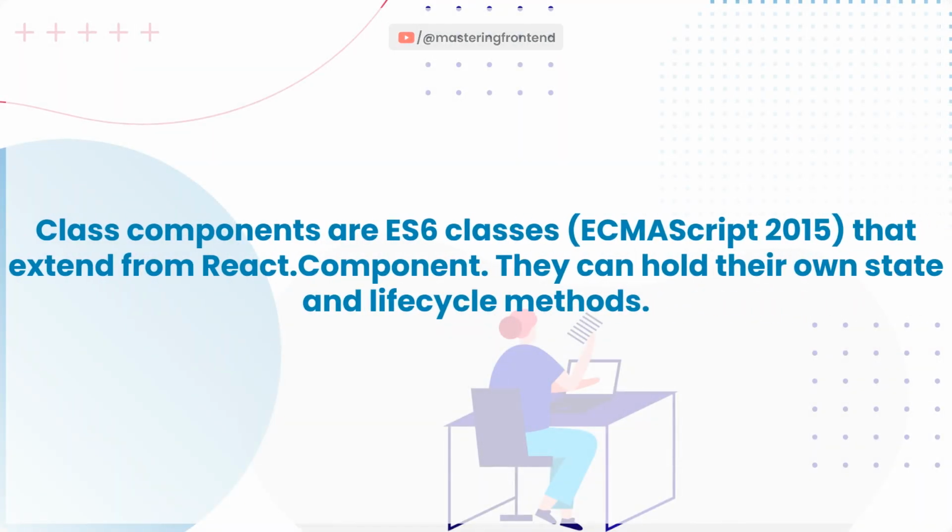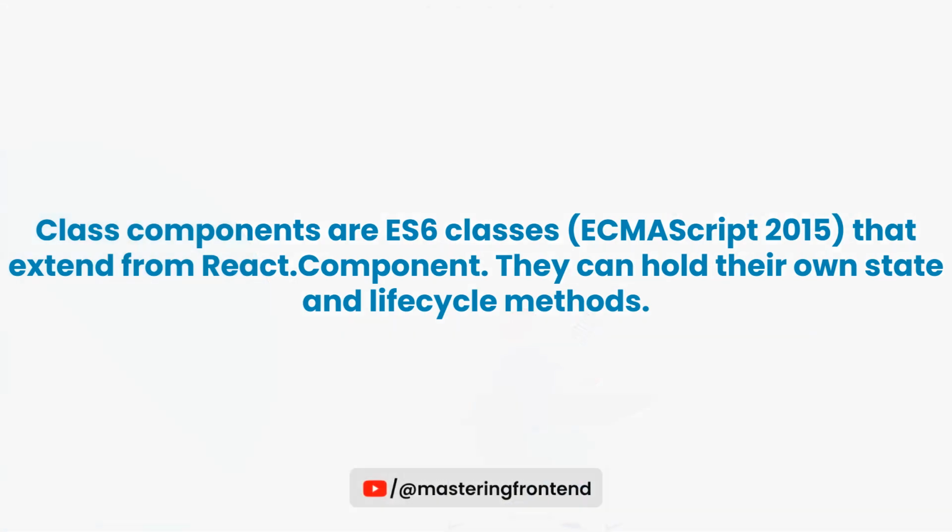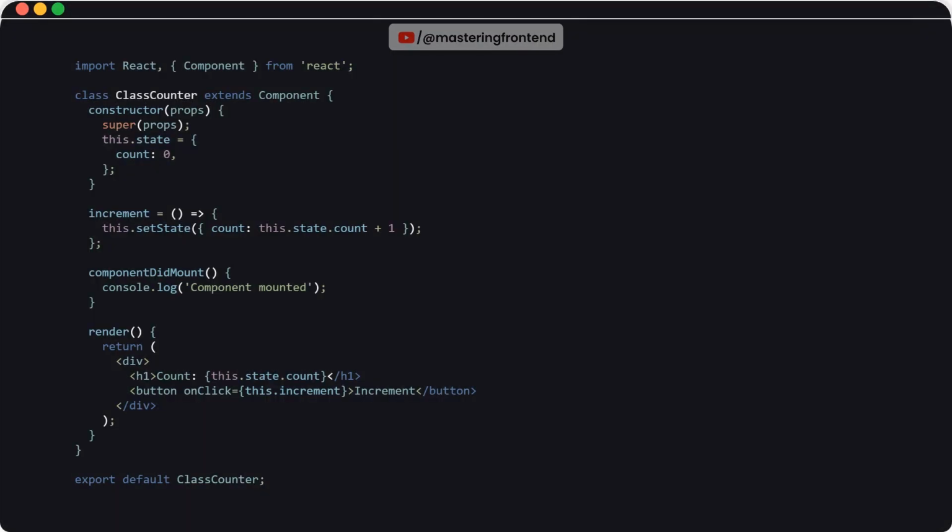Class components are ES6 classes, also known as ECMAScript 2015, that extend from React.Component. They can hold their own state and lifecycle methods. Let's see an example of a class component and its key features. State management: can manage local component state. Lifecycle methods: have access to lifecycle methods like componentDidMount, componentDidUpdate, and componentWillUnmount. this binding: requires binding of this in event handlers.